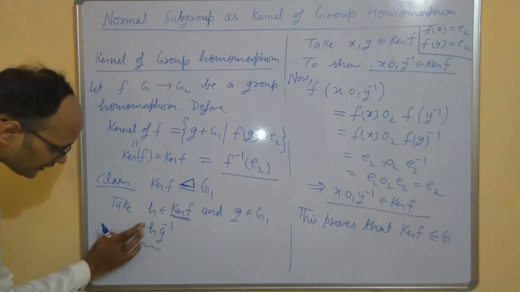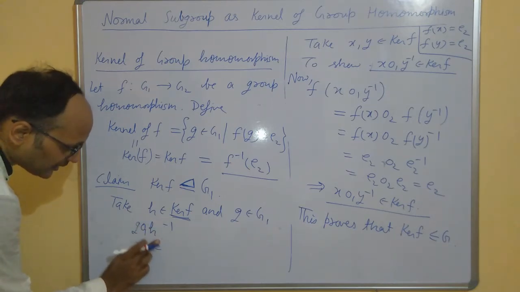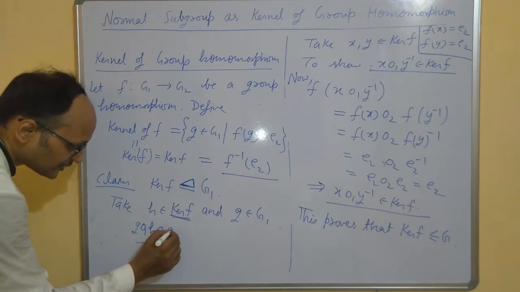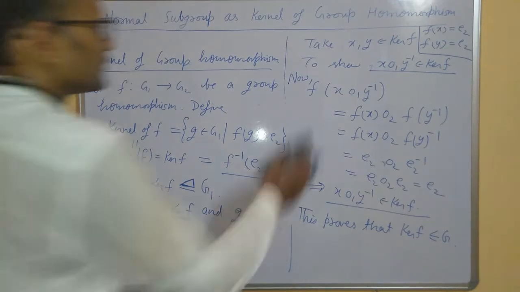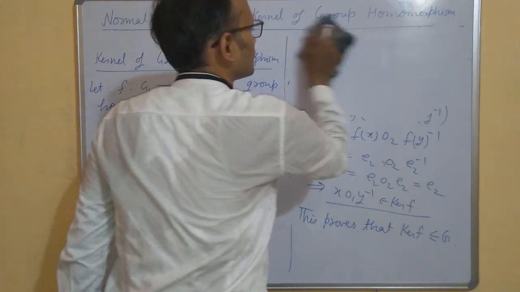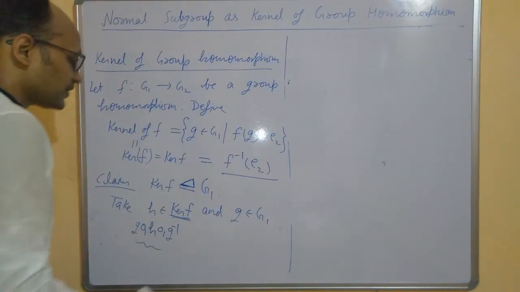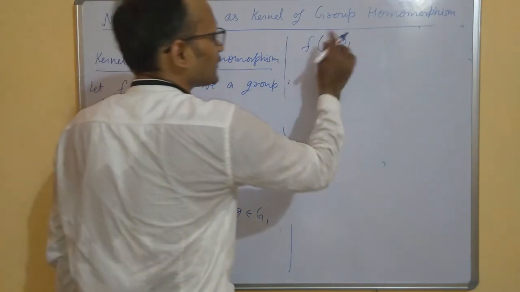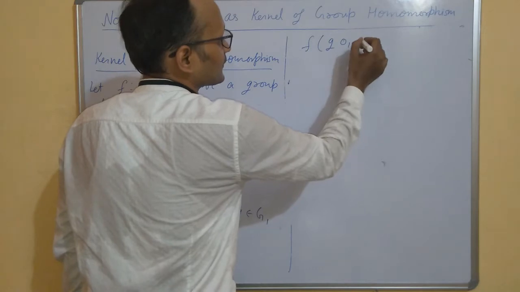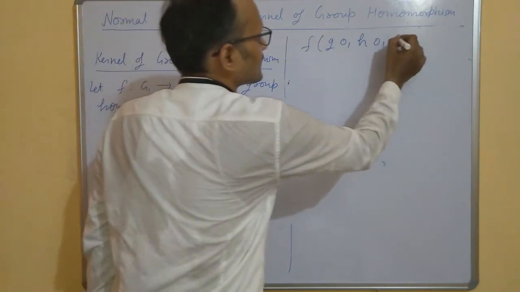I have not written the operation here, so actually this element is g ∘1 h ∘1 g inverse. This is the element, and now we want to show that it belongs to the kernel of f. So let us apply the definition of group homomorphism, apply f on this element, and see what happens. So f of g ∘1 h ∘1 g inverse.